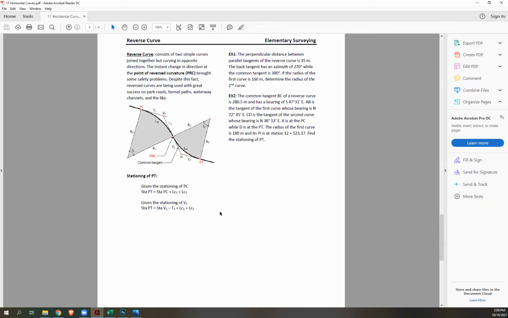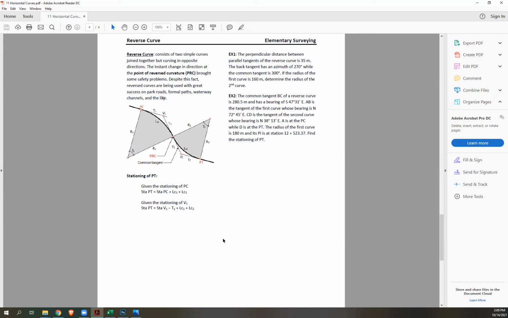Right? They're opposite directions. The instant change in direction at the point of reverse curvature, or PRC, brought about some safety problems. If you have driving experience, a sudden change in curvature makes it hard to steer your car properly. But despite this fact, reverse curves are still being used with great success on park roads, formal paths, waterways, channels, and the like. So not so much for highway roads, but it's still used in things like this.